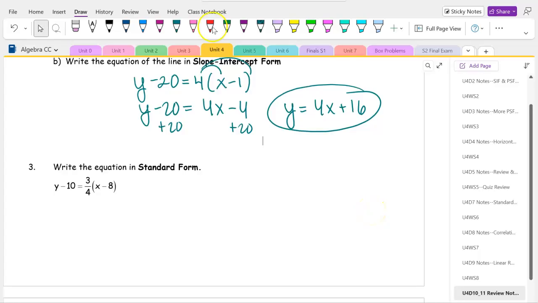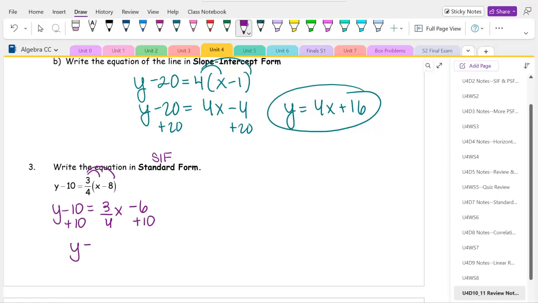All right, next up, we're going to review how to move an equation into standard form. To start off, even though it says standard form, we're going to move to slope-intercept form first. So that means we're going to solve for y by distributing. 3/4 times -8 is -6. Feel free to use your calculator, and then add your 10 over. All right, so now this is slope-intercept form.